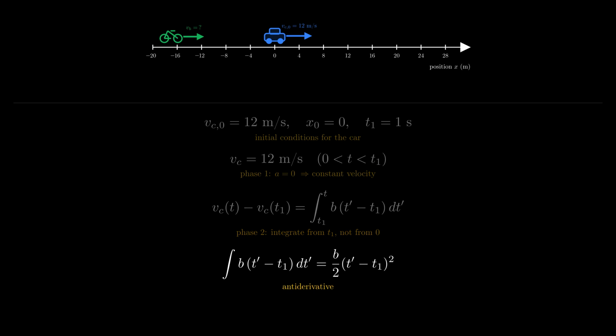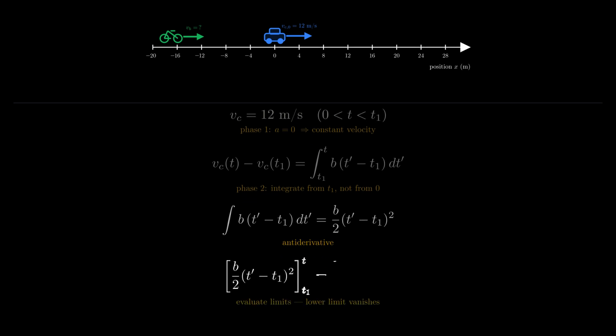The antiderivative is b over 2 times the quantity t prime minus t1 squared. Check that derivative. Differentiating gives b over 2 times the quantity t prime minus t1, which is b times the quantity t prime minus t1, exactly our integrand. Now evaluate from t1 to t. The lower limit gives 0 because the squared factor vanishes there. The upper limit gives b over 2 times the quantity t minus t1 squared.